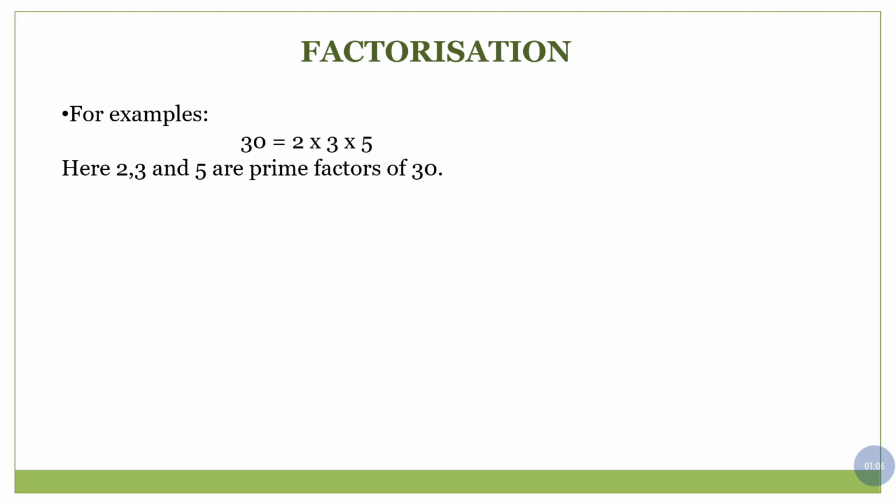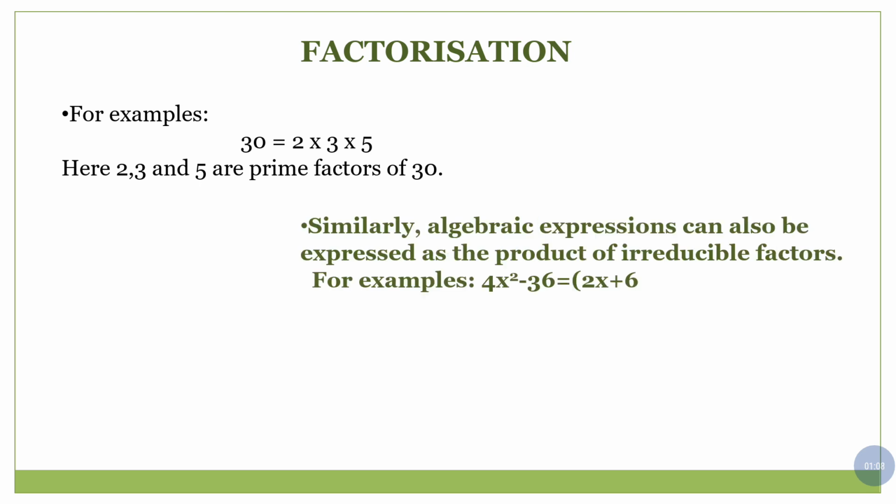Similarly, in this chapter, instead of a number, we'll have an algebraic expression. So we have to express this algebraic expression in factors. For example, you can see 4x square minus 36 is there. That I can write in the formula a square minus b square. So you can see a plus b, 2x plus 6, 2x minus 6.